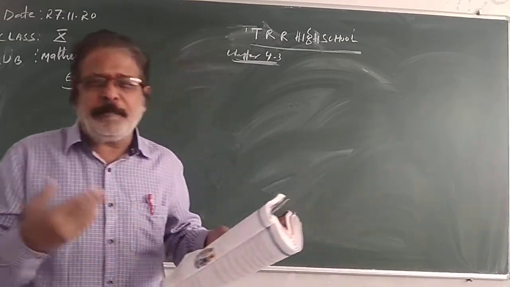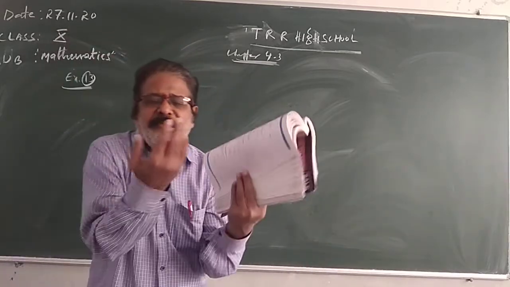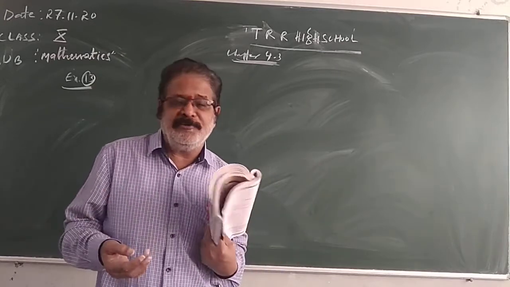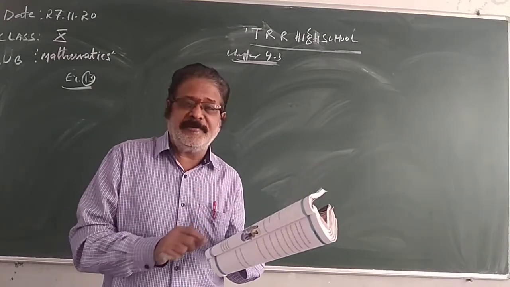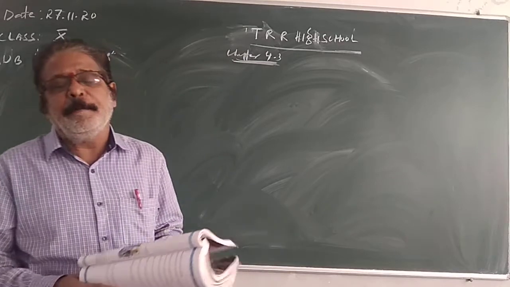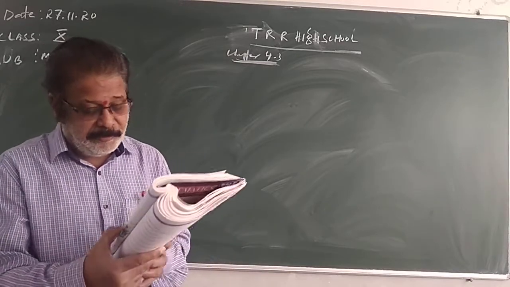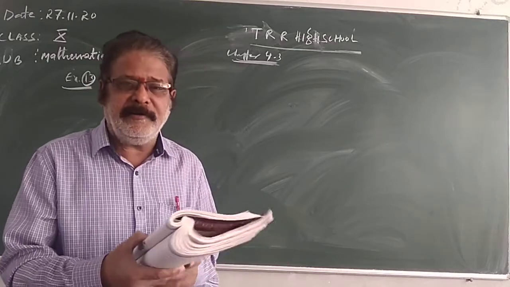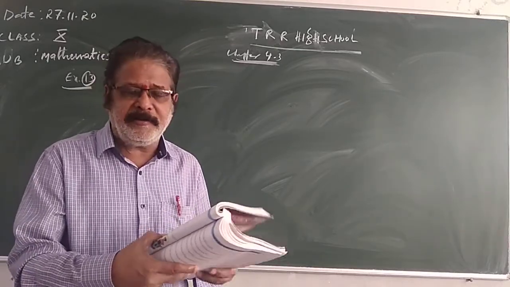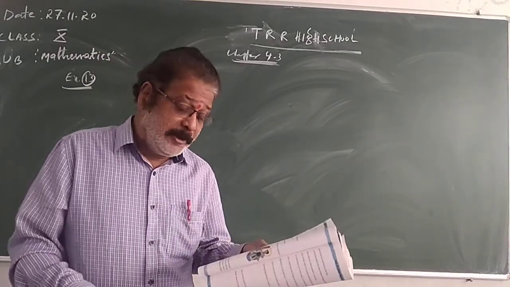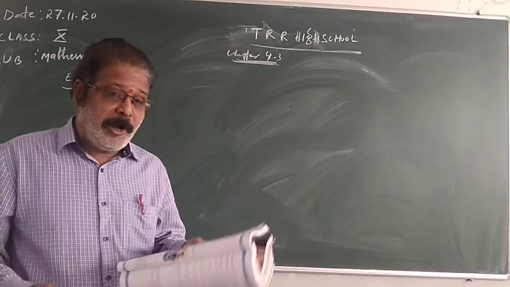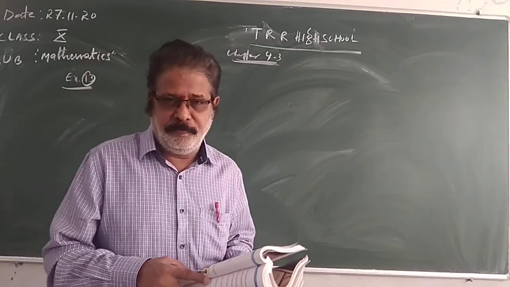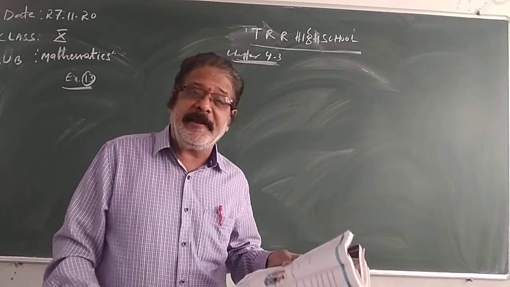So these word problems you have to reduce to the form ax plus by plus c equal to 0. Taking this information, you should formulate the pair of linear equations. So she took the help of the labor. The labor are women and men. How many men? How many women? How much work do they do?